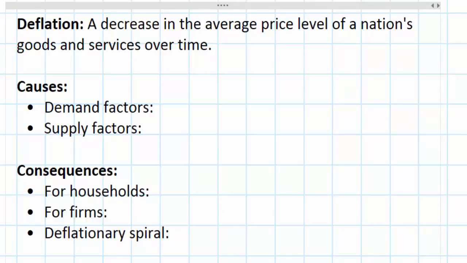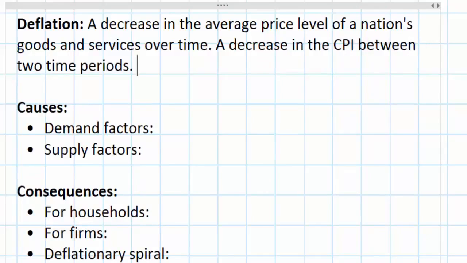So how do we measure deflation? We use the Consumer Price Index, which is the same tool we use to measure inflation. So this would be a decrease in the CPI between two time periods. In a previous lesson, I showed how the CPI could be used to actually calculate a nation's inflation rate. If the inflation rate turned out to be negative, then that nation would be experiencing deflation.